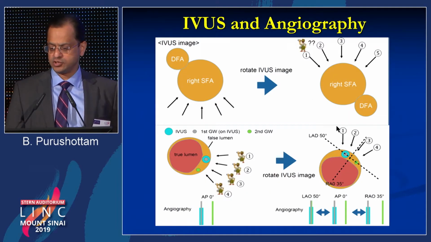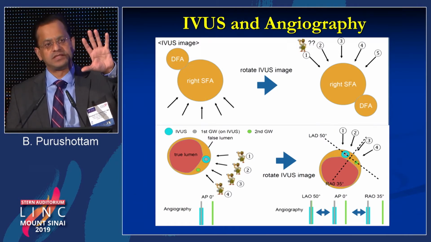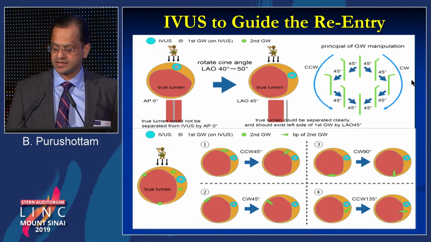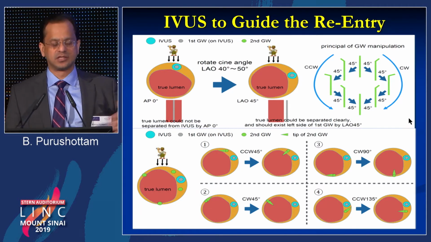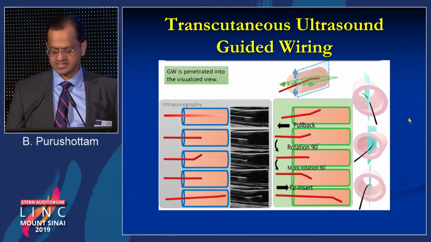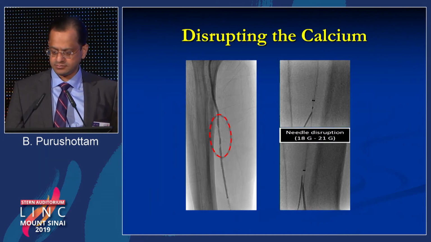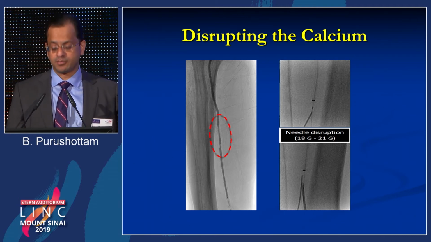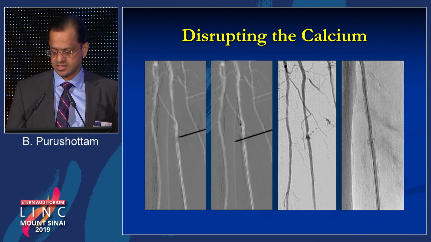What you do is lay down your IVUS picture, compare it to the fluoroscopy, then flip the IVUS and see how your fluoroscopy does. You use that to try and wire into the true lumen. It's a little complicated. It takes a little while to get used to it. And here's a technique where this morning you saw Dr. PK trying to use transcutaneous ultrasound to re-enter into the lumen. Another technique is if the calcium is very, very heavy, you can disrupt it by poking and piercing. Dr. Schmidt from Leipzig has described this.